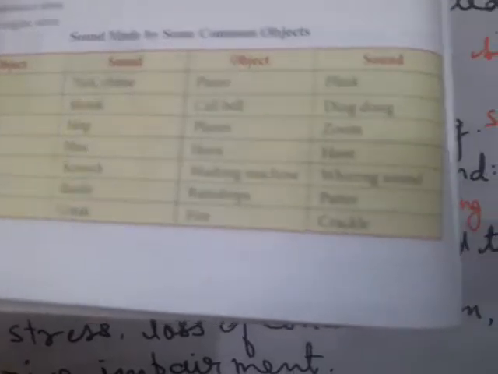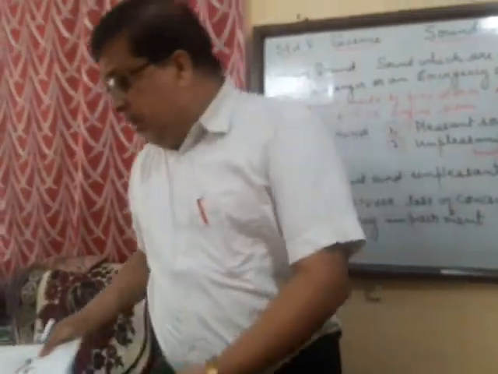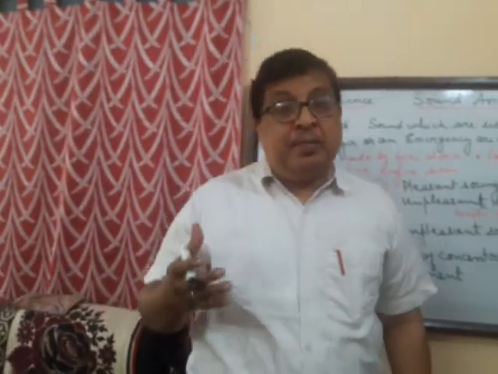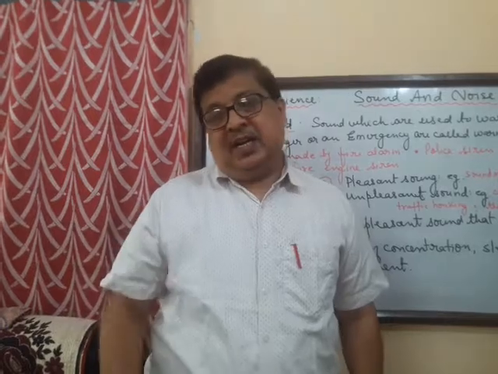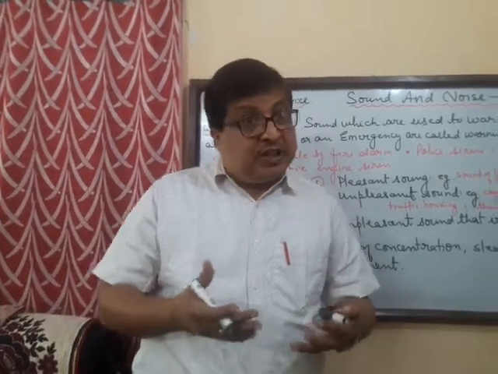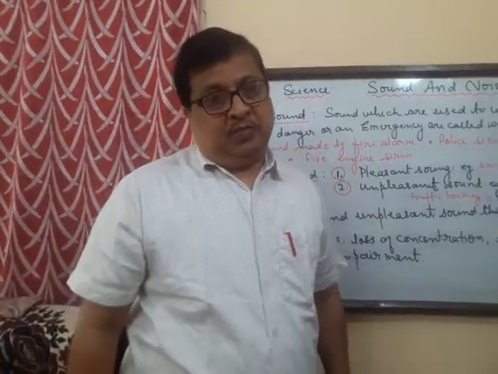Washing machine, it has a whirring sound. Raindrops, that is called patter. Fire, it crackles. So these are sounds made by other objects. Just by hearing the sound we can make out what type of sound is coming and from where it is coming. It also enables us to distinguish between various types of sounds.